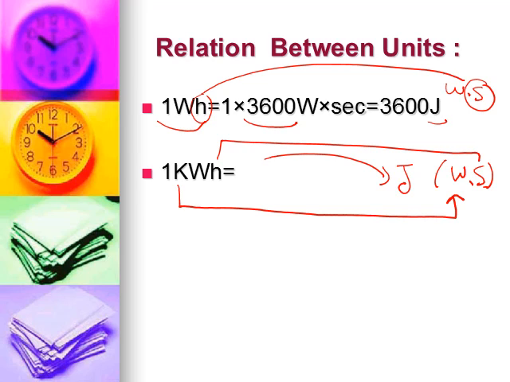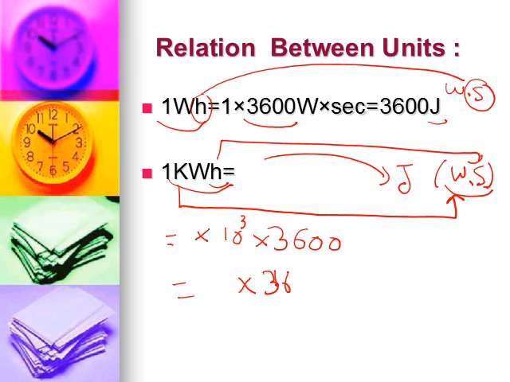To convert from 1 kilowatt hour into joule or watt second, convert first from kilowatt into watt and hour into second. So we multiply by, from kilowatt into watt, 10 power 3, from hour into second, times 3600. So to convert from kilowatt hour into watt second, we multiply by 3,600,000.